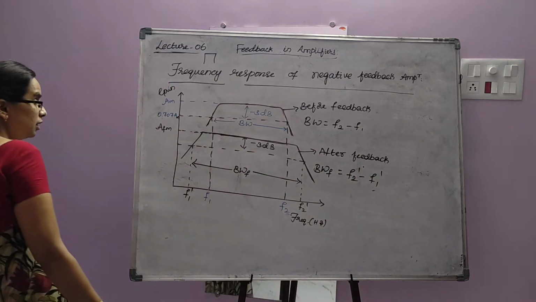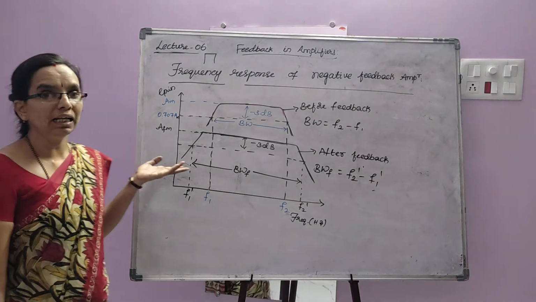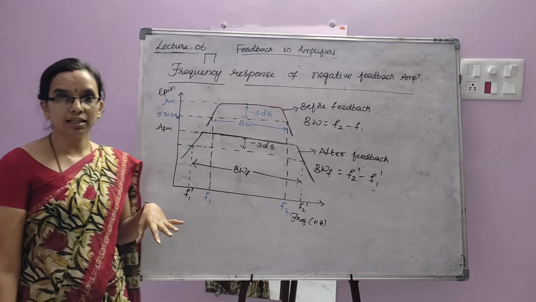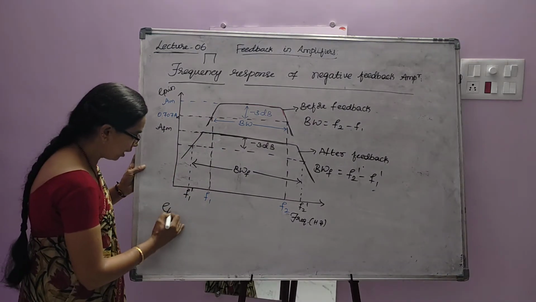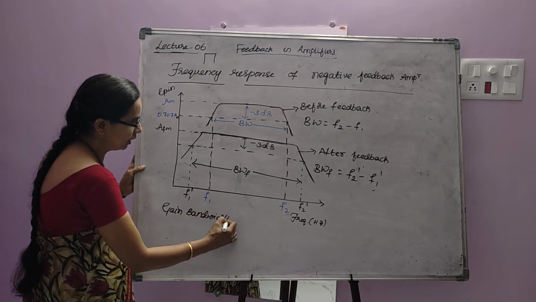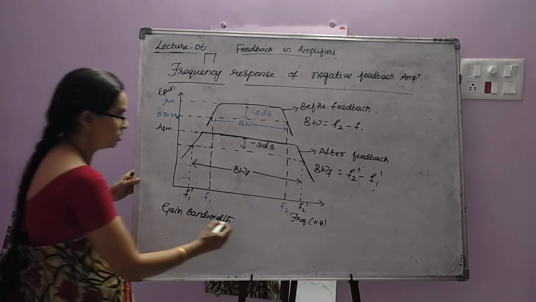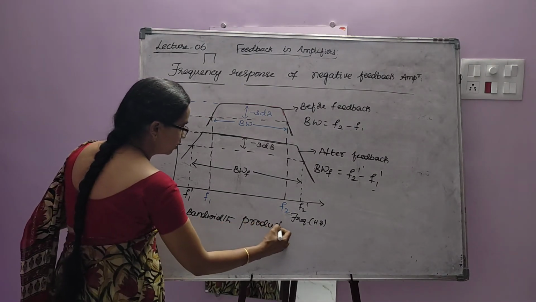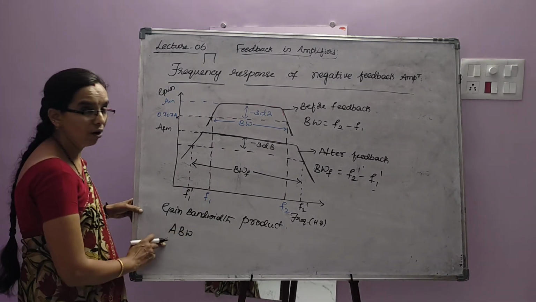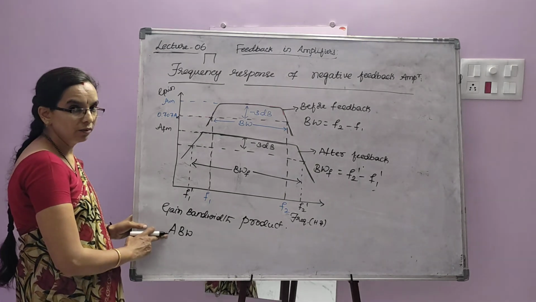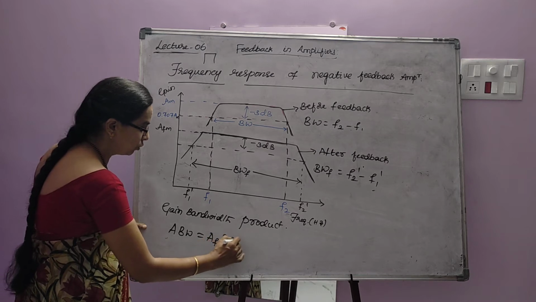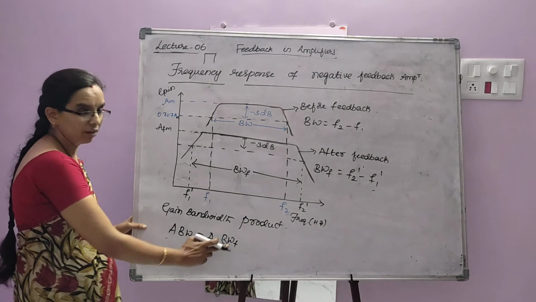So bandwidth and gain will be linearly changing. That means if the gain increases, bandwidth decreases. So if you take the gain bandwidth product, this you will study in detail in the next coming chapters. Gain bandwidth product will be A into BW, this is gain without feedback and bandwidth without feedback, that will be equal to AF into BWF, that is gain with feedback and bandwidth with feedback.